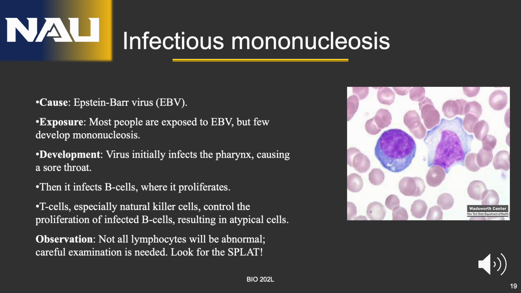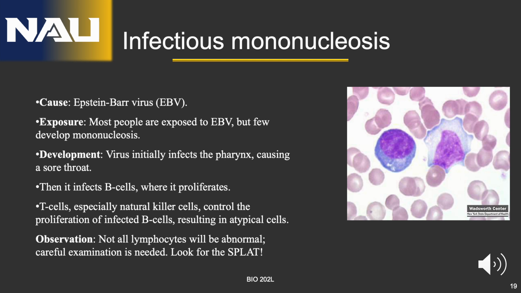The virus initially infects the pharynx, leading to a sore throat. It then infects B cells, where it proliferates. T cells, particularly natural killer cells, attack the infected B cells to control their proliferation. This immune response results in the presence of atypical lymphocytes in the blood. When examining blood smears, not all lymphocytes will appear abnormal. You'll need to look around to find the atypical cells, characteristic of mononucleosis.